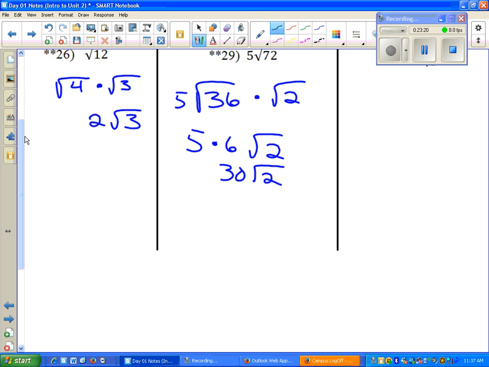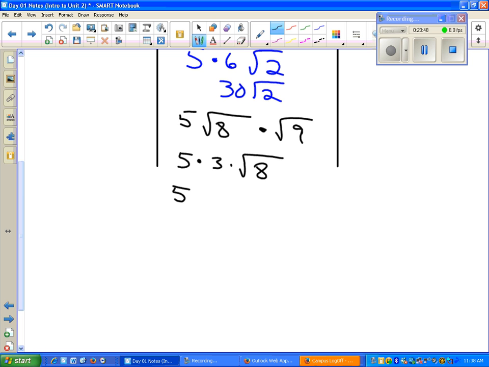So here's the thing, though. Can I write the square root of 72 as the square root of 8 times the square root of 9? Does that work? Yes. Square root of 9 is 3. Square root of 8, but can I reduce the square root of 8? So this is 5 times 3 is 15. Square root of 8 is square root 4 times square root 2. But what's the square root of 4? 15 times 2? 30.